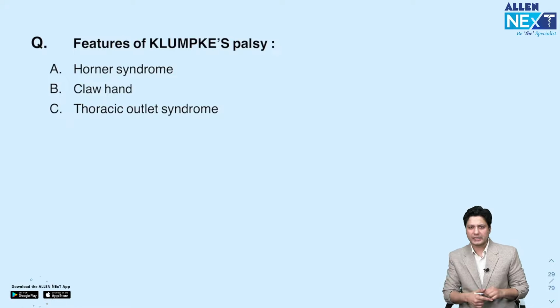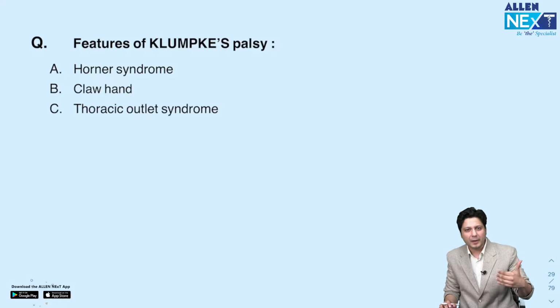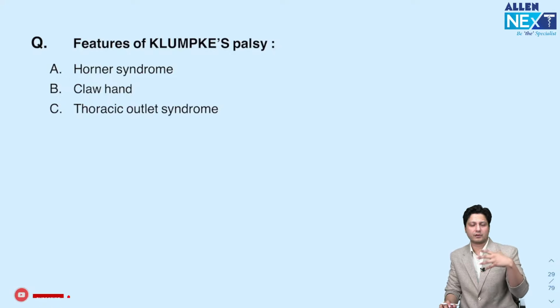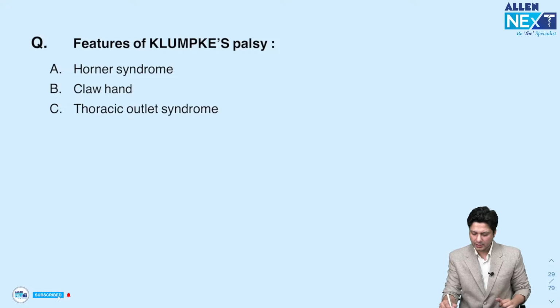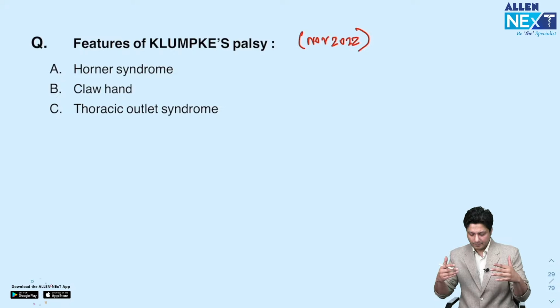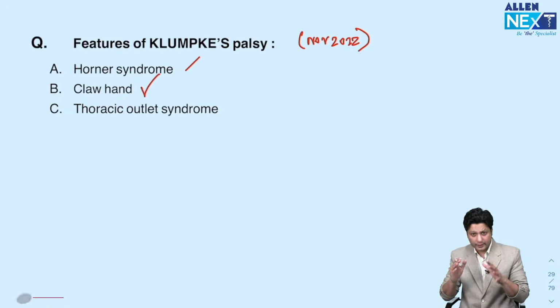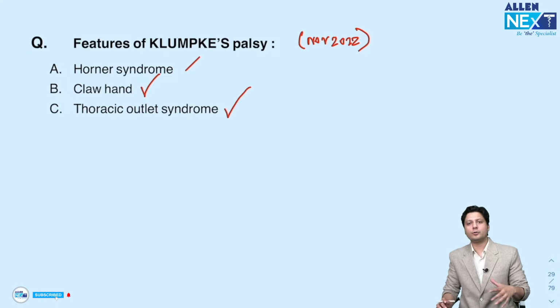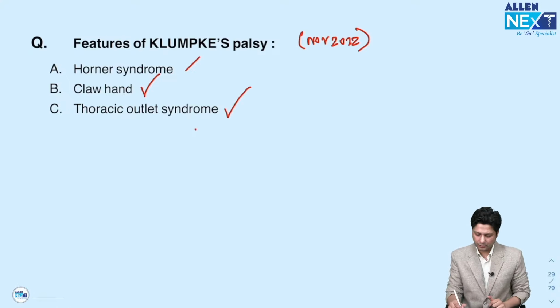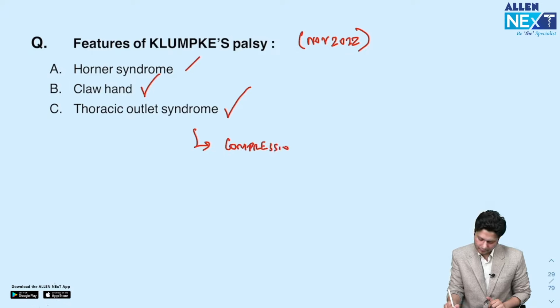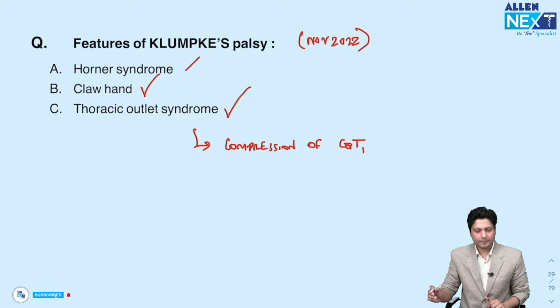Then the features of Klumpke's palsy. Erb's palsy and Klumpke palsy, these are two things which are very likely to be kept in your examination. It was kept in November 2022, Klumpke palsy. The features of Klumpke palsy are Horner syndrome, claw hand, you are already aware, and thoracic outlet syndrome. Basically, thoracic outlet syndrome is the compression of C8 and T1.